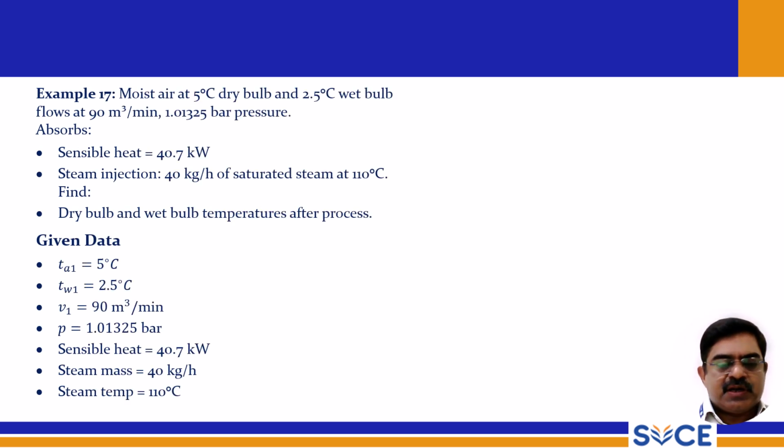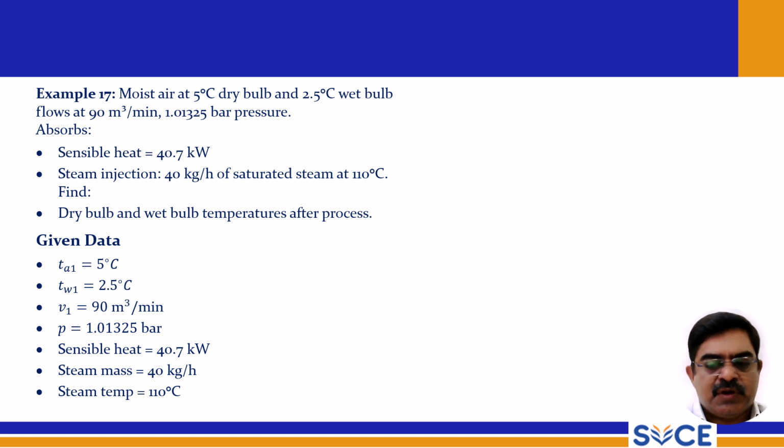So next numerical we will see here: moist air at 5 degrees Celsius dry bulb and 2.5 degrees Celsius wet bulb flows at 90 meter cube per minute. So that is 1.01325 bar pressure. So at this pressure it is flowing, and the sensible heat is given as 40.7 kilowatts, and steam injection is 40 kg per hour of saturated steam at 110 degree Celsius. Find dry bulb and wet bulb temperatures after process.